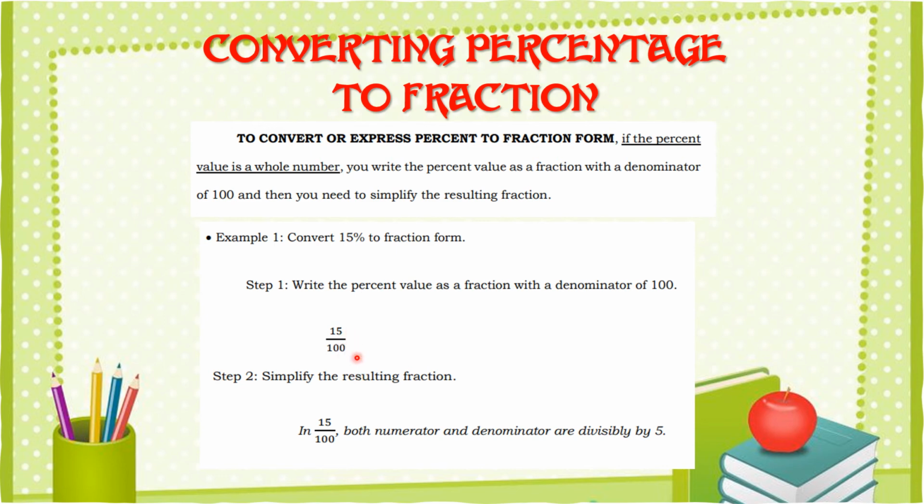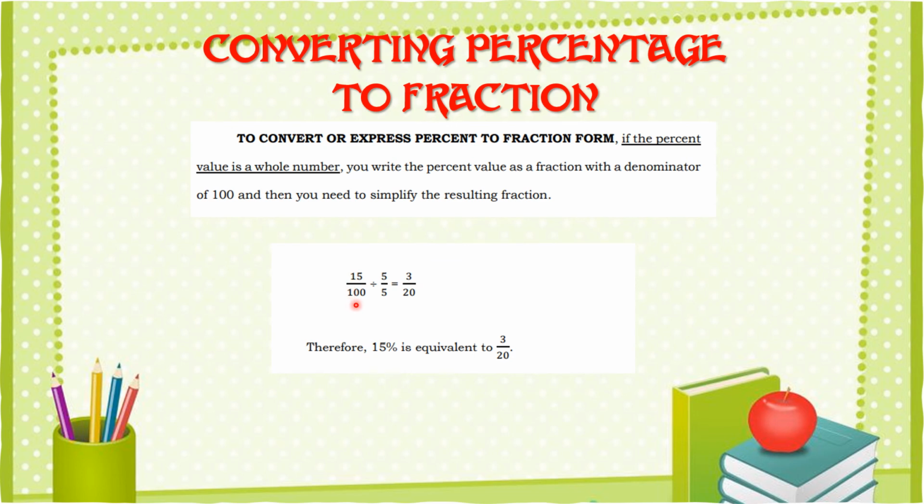With that, we can now simplify this fraction since 15 and 100 are divisible by 5. 5 is the common factor of both numbers. So we have here 15 all over 100. We divide them both by 5. So 15 divided by 5 is equal to 3. 100 divided by 5 is equal to 20. Then the resulting fraction is 3 over 20. And 3 over 20 is not simplifiable. So therefore, this is now our final answer. 15% is equivalent to 3 over 20.